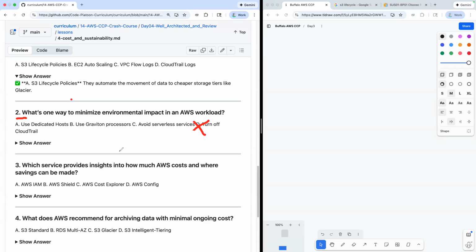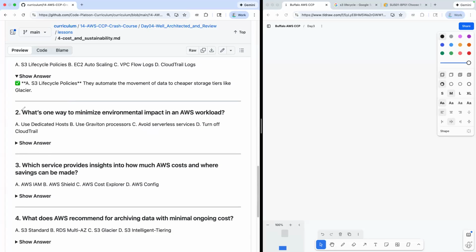Avoid serverless service, minimize in parallel. What about C? Yes or no? Avoid the serverless service. Still wrong. And then between A and B, which one do you want to choose? I'm not sure. I think workload related to the like a processor thing or something like that. Yeah, minimize it.